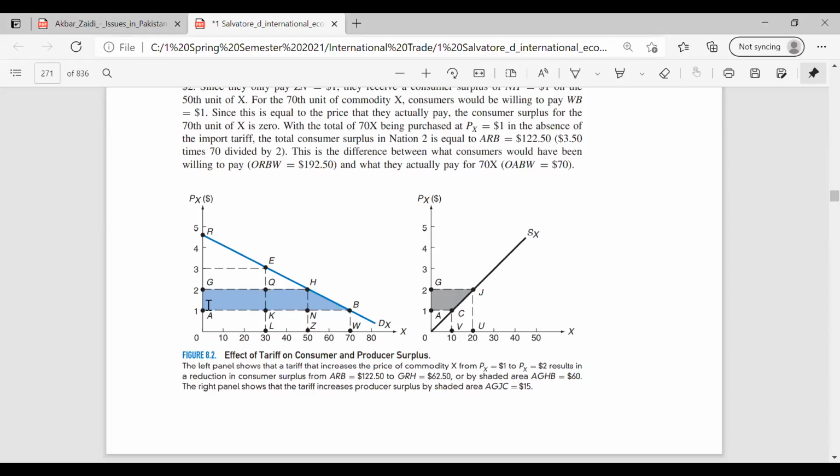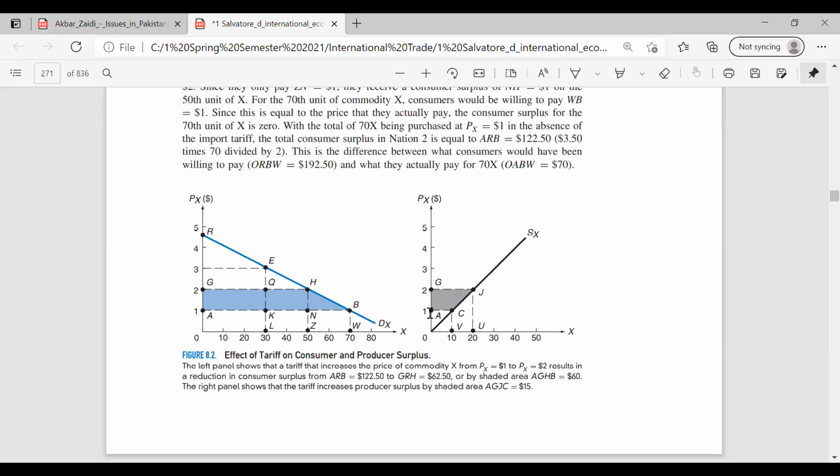After the imposition of the tariff, when the price increased to $2, domestic consumption decreased from 70 units to 50 units. Total consumer surplus before the tariff was the area R, B, and A. After the tariff, the consumer surplus left is G, H, and R. The area G, H, B, and A is reduced from the consumer surplus. Some of this area is added to the producer surplus. These are in the form of dollars; here we see them in the form of area.